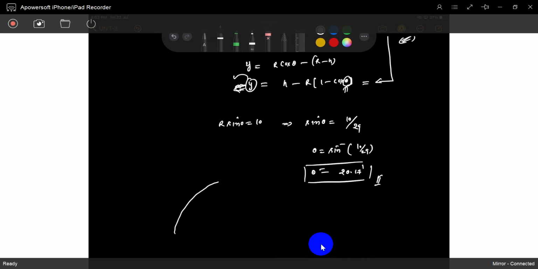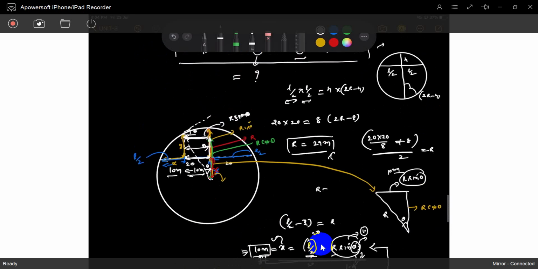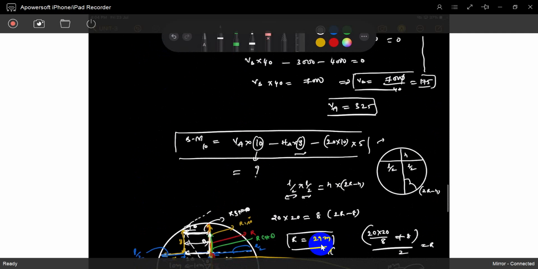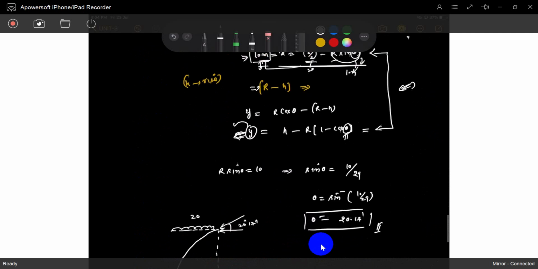I will take it. This is an arch. This section is 10 meters, and this C, this normal direction, is horizontal. Its theta is 20 degrees. The C has a uniformly distributed load of intensity 20.